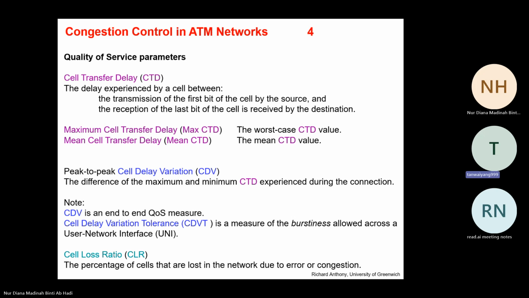And lastly is the CLR, the cell loss ratio. This basically represents the percentage of lost cells compared to the total transmitted cells. So it indicates the network congestion and reliability.